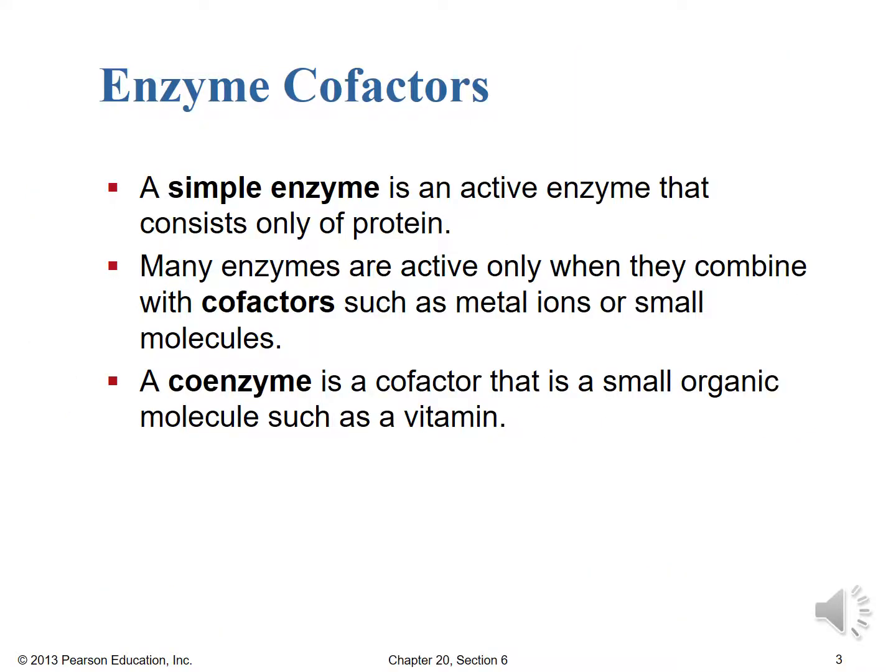So let's take a look at enzyme cofactors. A simple enzyme is an active enzyme that consists only of protein. Many enzymes, in fact, are active only when they combine with cofactors. And these cofactors can be metal ions, which would not be vitamins, or they can be small molecules, which, as we see, a coenzyme is a cofactor that's a small organic molecule, such as a vitamin. So these cofactors may be vitamins, or they may be metal ions. They're just necessary in order for the enzyme to become active.